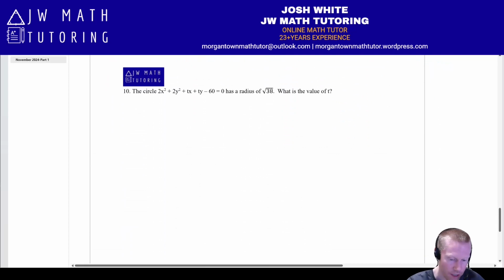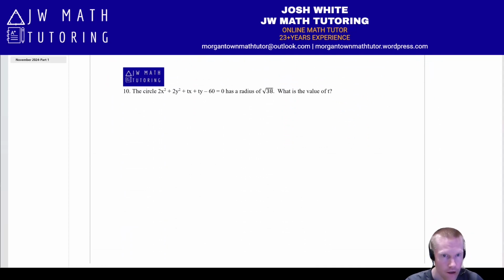All right, the next question. Here we have the equation of a circle, and they tell us what the radius of the circle is, and they want to know what the value of t has to be in this. So first I'm going to show you how you could do this by hand, and then after that I will show a Desmos method, but it's not entirely done in Desmos. You do have to do a little bit of manipulation first.